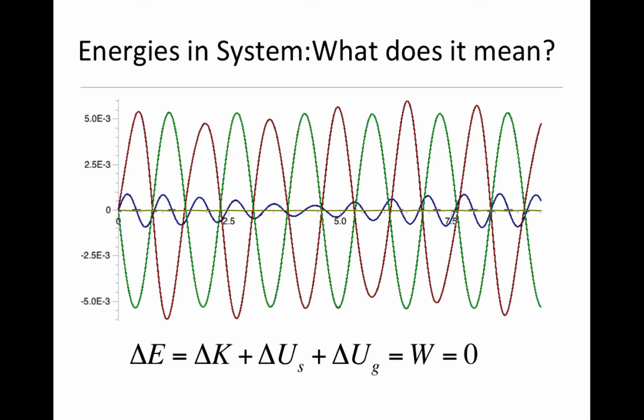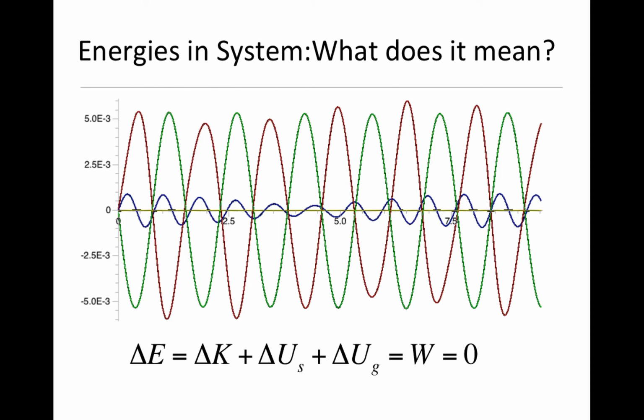This graph shows the energies in the system. The blue is kinetic energy, red is spring potential energy, green is gravitational potential energy, and the yellow is total energy. Notice the total energy of the system is 0. This means the energy principle is satisfied.